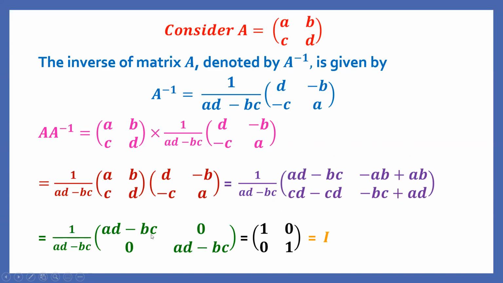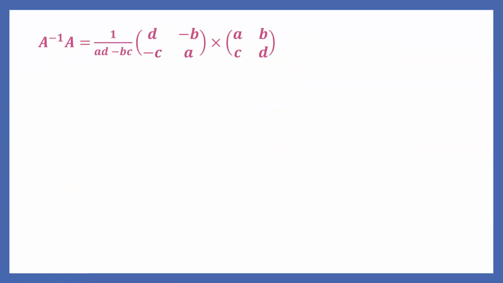Now, AD minus BC times 1 over AD minus BC will give me 1. Here we get 0, 0, 1. So A times A inverse has given us I, the identity matrix. Now, if I want to find A inverse times A, so this is A inverse multiplied by A.